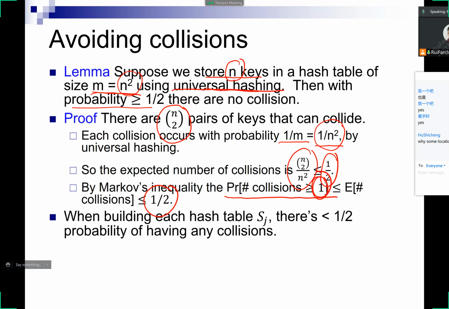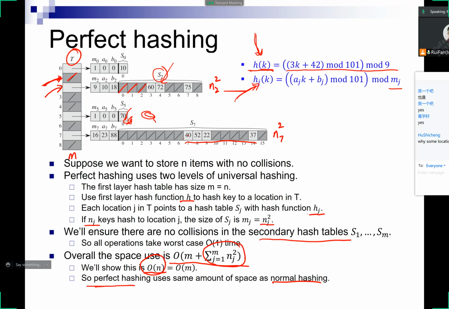So why do we need this lemma? The reason we want this lemma is because of the way that we build these second level hash functions. You're going to set the size of each second level hash function to be the square of the number of keys which go to that location. Like over here, we have 3 values which go to this location, so you're going to set the hash table size to be 9.